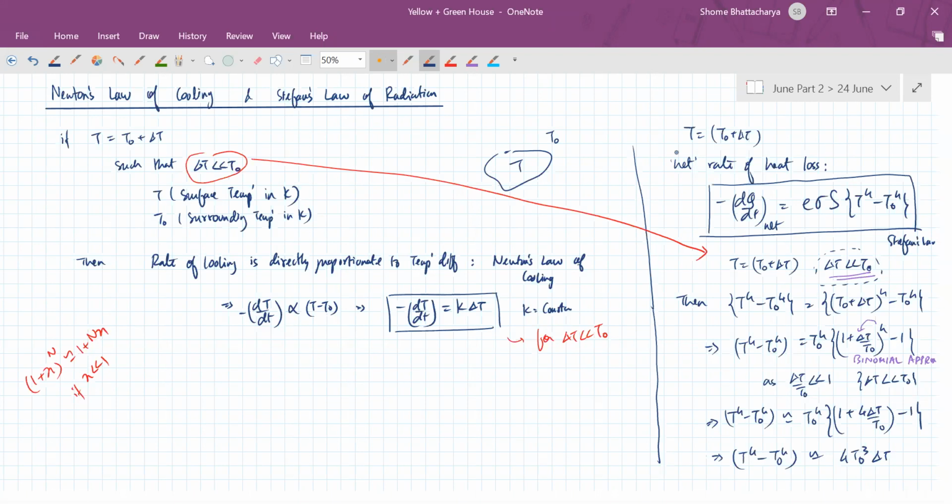If you look at the individual statements, it seems that they are contradicting each other. But if you apply the condition that delta T is very small compared to T naught, then you will see that ultimately Stefan's law of radiation also agrees with the observation from Newton's law of cooling.